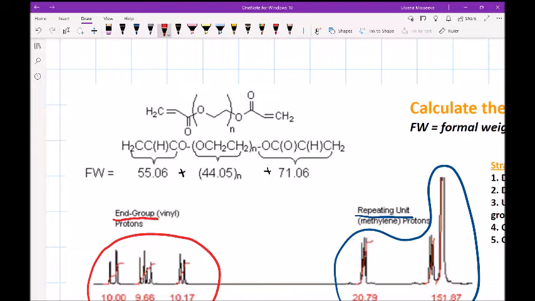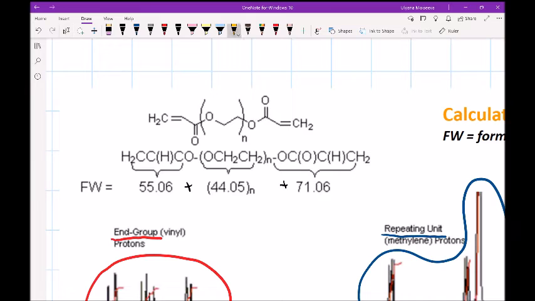End groups is everything but the repeating unit, so it's this and this. Since this is a proton NMR, let's talk about the protons. We have a hydrogen here and a hydrogen here. So in our end groups, in total we have 1, 2, 3, 4, 5, 6 protons. So 6 protons at end groups.